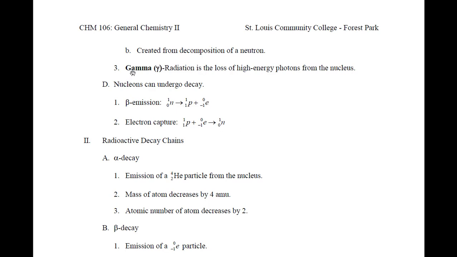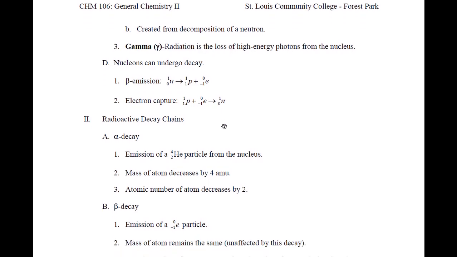The third kind of radioactive decay is called gamma radiation, and that's the loss of high energy photons from the nucleus. So again, there's no change in mass and no change in particles. It's just the loss of energy from the nucleus. Whereas both alpha and beta are loss of real particles from the nucleus, gamma radiation is simply the loss of energy during that whole process.